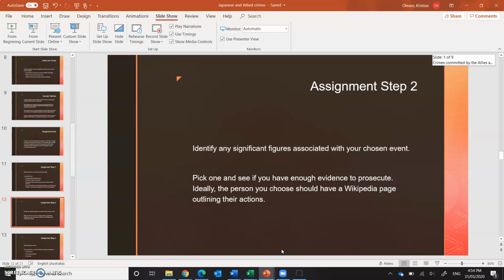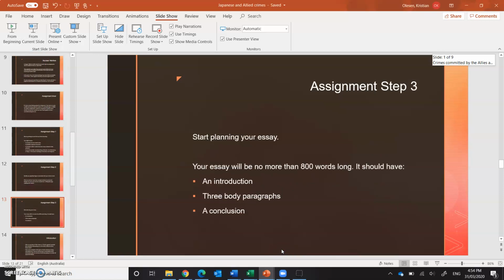Once you've picked your person, you're ready to start writing. And your essay is going to have a pretty standard structure. It's going to have an introduction of about 100 words, 3 body paragraphs that are about 200 words each, and a conclusion that's also about 100 words long. By the way, now would be a good time to start writing these things down if you're going to take notes.